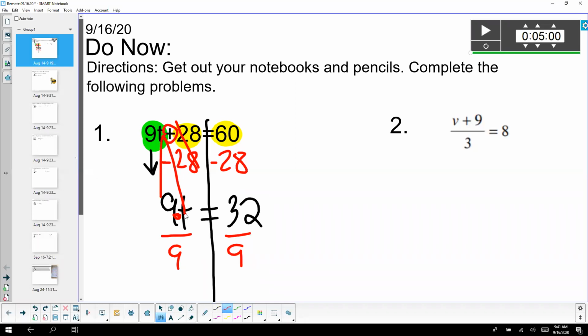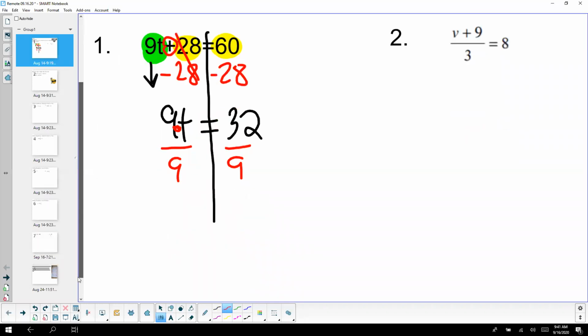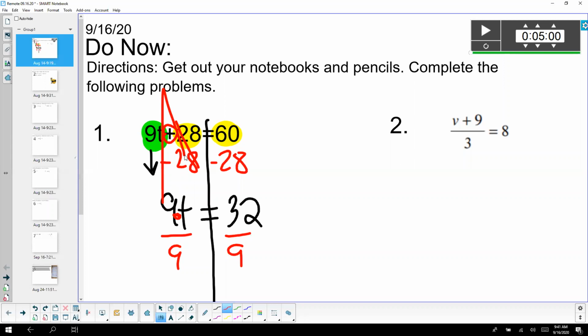Oh gosh, what did I do? All right. Okay, well, my SMART Notebook doesn't like me today. That's going to cancel. I'm going to be left with t equals 32 divided by 9, which gives me 3.5 repeating.